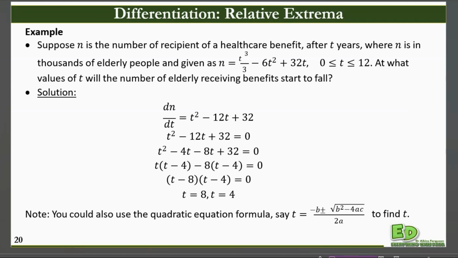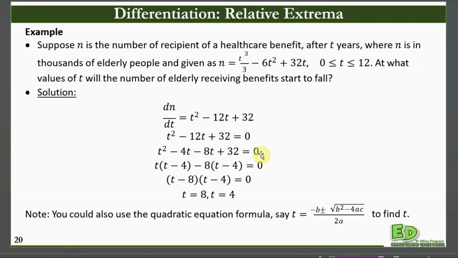Right, what do you do? You've been given this function over here. Looking at the first condition that we learned, i.e. the necessary condition, it says that when you're given the function, differentiate that function, equate it to 0, find the values of what you are being asked for, right? At what values of t? So we are looking for t here. Differentiate this. t to the third over 3 gives you t squared. That's the differential. The differential of minus 6t squared gives you minus 12t. The differential of 32t gives you 32.